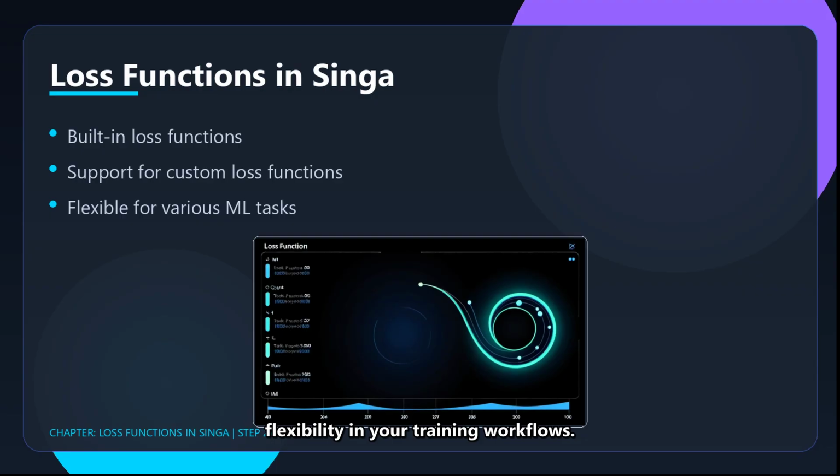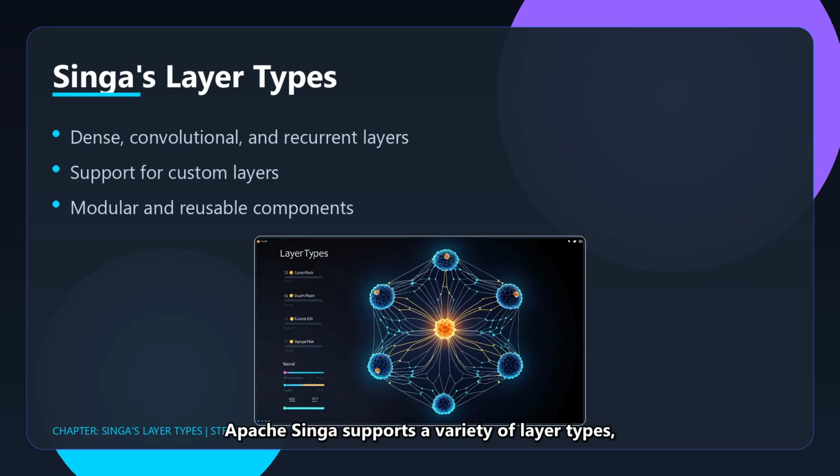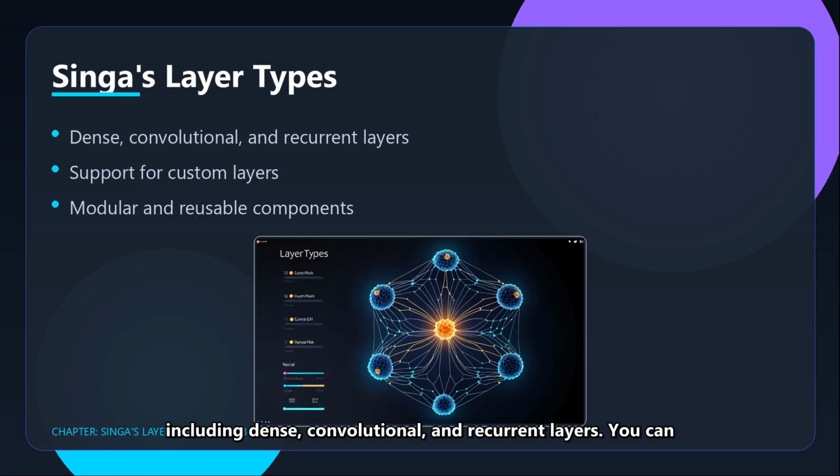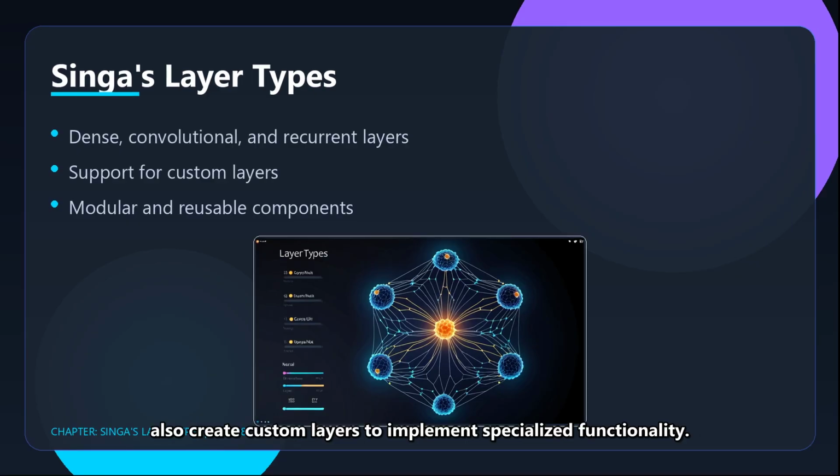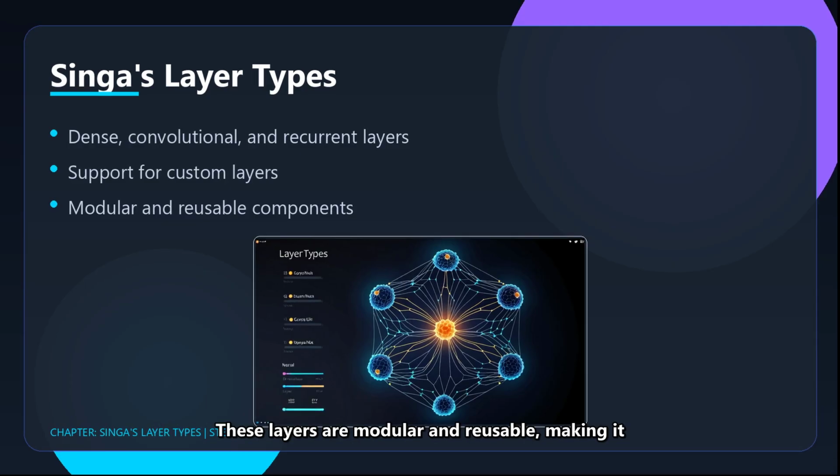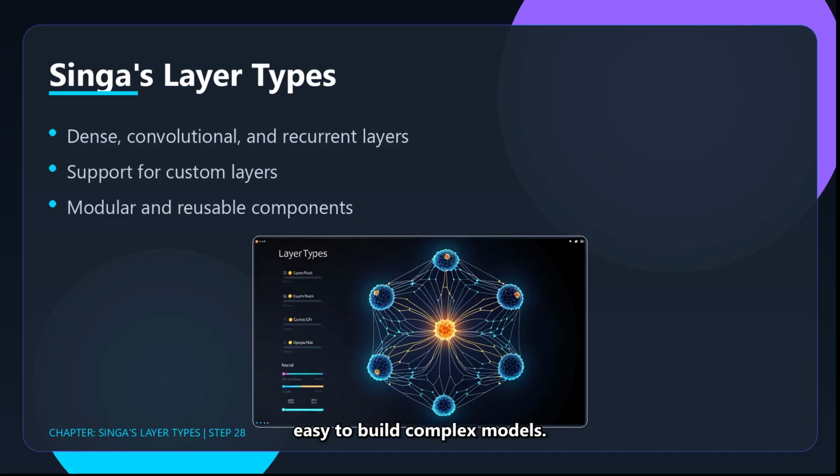Apache Singa supports a variety of layer types, including dense, convolutional, and recurrent layers. You can also create custom layers to implement specialized functionality. These layers are modular and reusable, making it easy to build complex models.